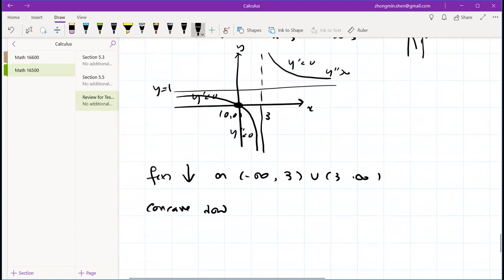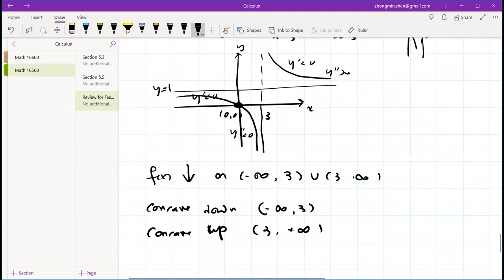Concave down from negative infinity to 3, and concave up from 3 to infinity. Okay, all right, so that's it.